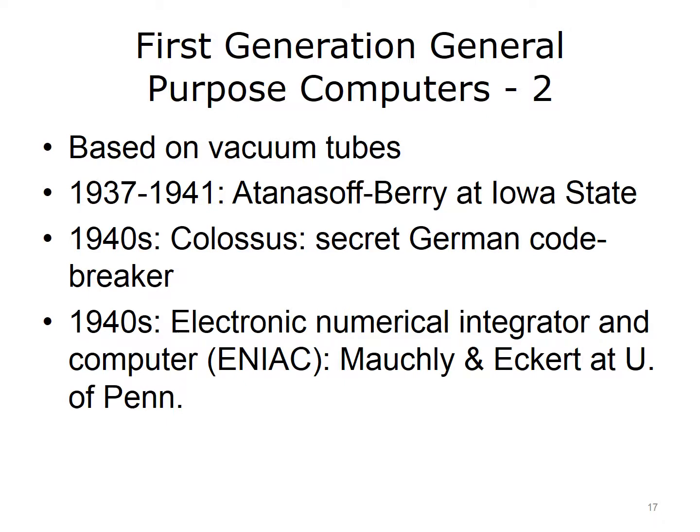Also at this time, there were a number of general-purpose computers based on vacuum tubes instead of relays. There is the Atanasoff-Berry computer, the Colossus machine that was used for German code breaking during World War II, and the ENIAC, or Electronic Numerical Integrator and Computer, that was developed at the University of Pennsylvania.